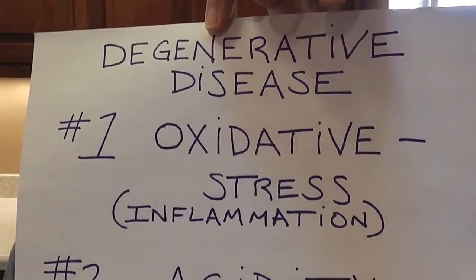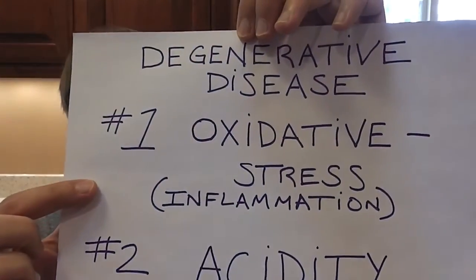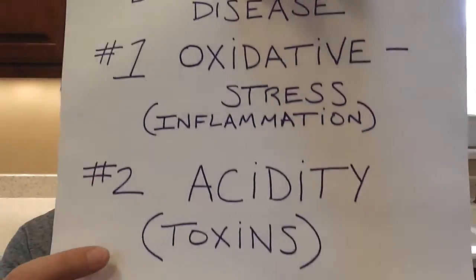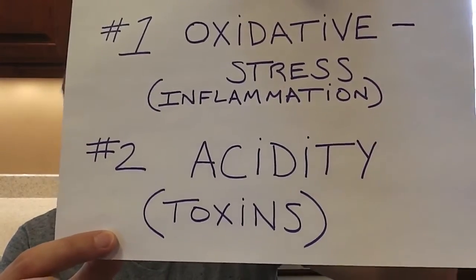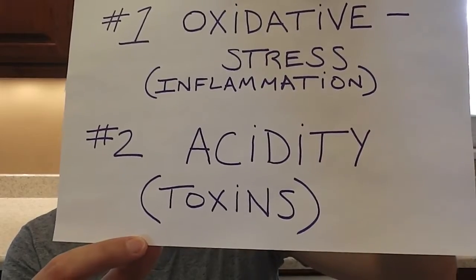So to give you a visual of oxidation, you have an apple, you cut it in half, it turns brown. That's the oxidation that's happening. That's the rusting, that's the aging. If you put that apple cut in half in this water, it's not going to turn brown, because this is an antioxidant because of the dissolved hydrogen in the water. So that's also an anti-inflammatory, so it's the same thing. So oxidative stress or inflammation, and the other cause of degenerative disease is acidity. Too much acidity, or in other words, toxins.